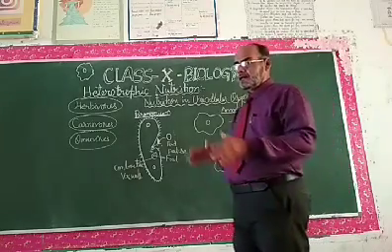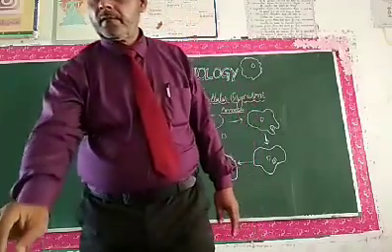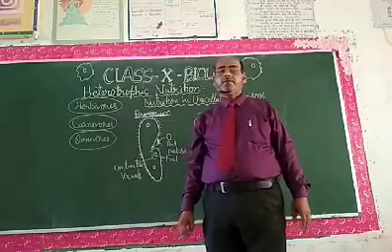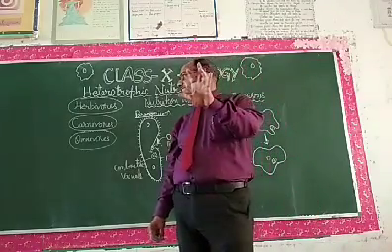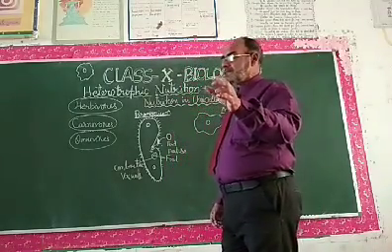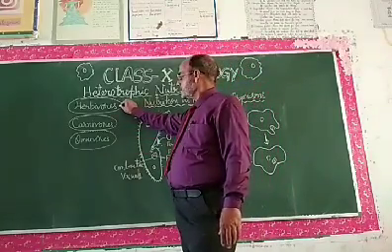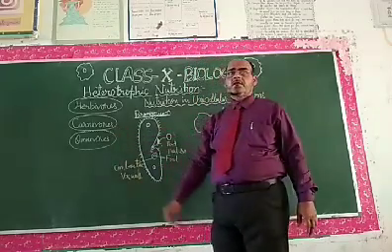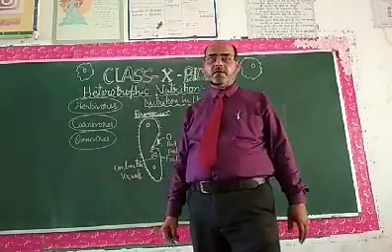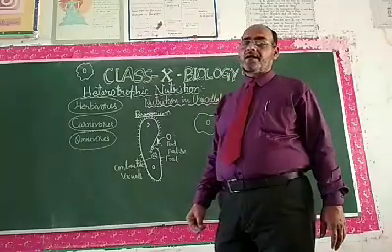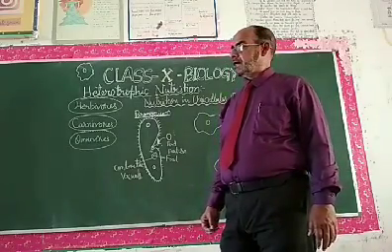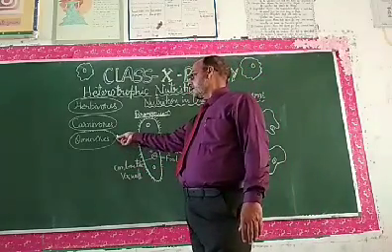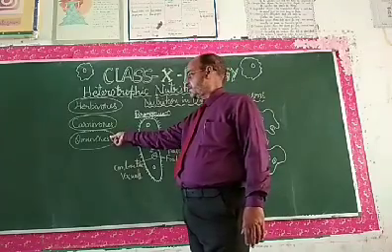Dear students, heterotrophic nutrition is performed by those organisms which cannot manufacture their own food, and they are herbivores, carnivores and omnivores. As you know, the herbivores depend on plants only. Carnivores depend on animals only for their food, and omnivores depend on both plants and animals.